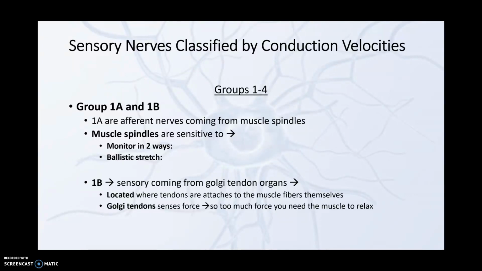1B are sensory nerves coming from Golgi tendon organs, right? What do Golgi tendon organs do again? Those monitor muscle tension. Golgi tendon organs are located where the tendons attach to the muscle fibers themselves. And Golgi tendon senses force, so too much force, you need the muscle to relax.